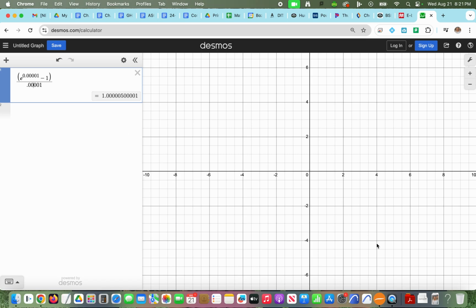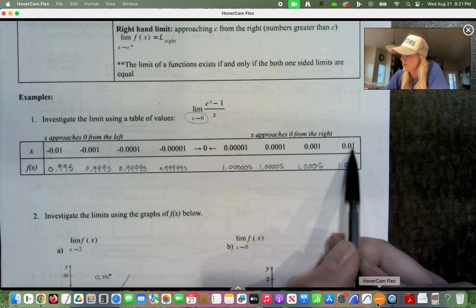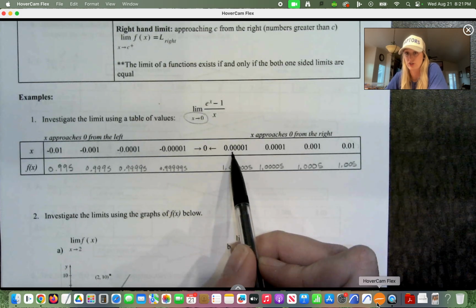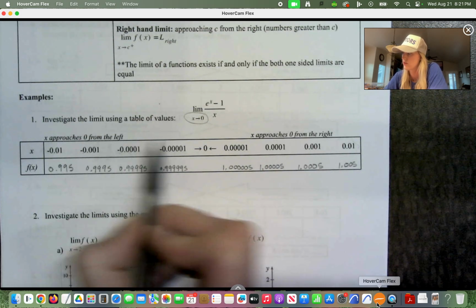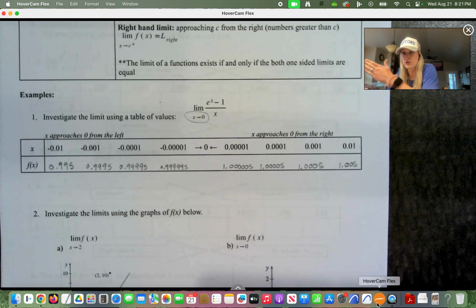Okay, so here's my table. These x values are getting closer and closer to 0, but they're starting with numbers that are greater than 0, right? So these ones are approaching 0 from the left, these ones are approaching from the right. So they're approaching 0, okay?